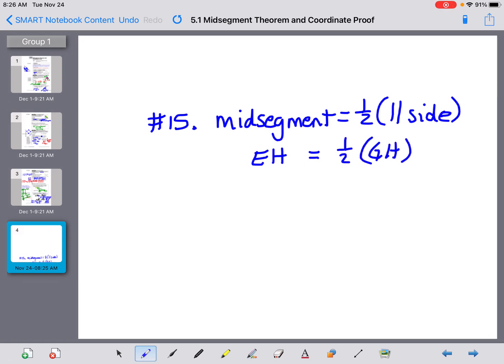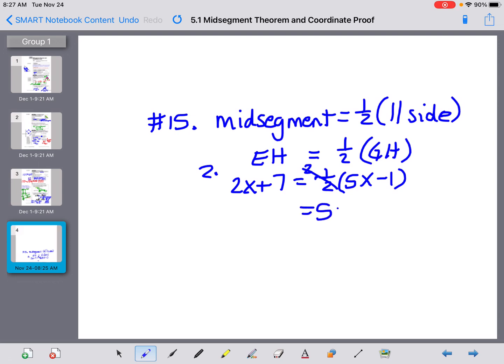This is what I'm plugging into. If they tell me EF is 2x plus 7, I plug it in over here. If they tell me GH is 5x minus 1, I plug it in here. What are you going to do with the 1/2? I don't want to distribute that in. That makes a bunch of fractions, and I don't like fractions. You're right, multiply by 2. What I do to this side, I do to this side. That cancels, and I get 5x minus 1. Over here, be careful: the 2 needs to go to both things on this side, the entire side. I get 4x plus 14, okay?